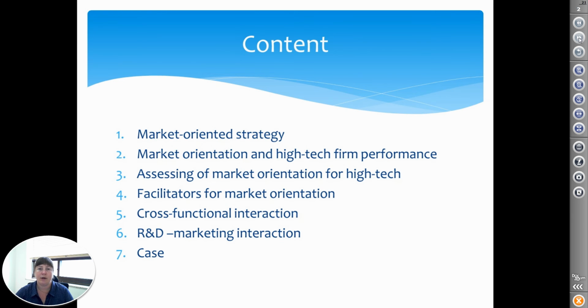Also, I will provide you different tools to assess the market orientation for high-tech companies, what kind of facilitators we can find and manage for market orientation, and why it's so important to be market-oriented in high-tech companies. And I will also explain two things. One will be what cross-functional interaction means inside the high-tech markets, and what exactly research and development marketing means, and how we can prepare and arrange the interaction between the research and development process and the marketing process. And last, the case will be a home task, and I will explain the case to you.